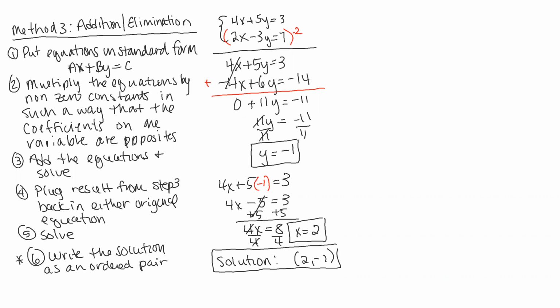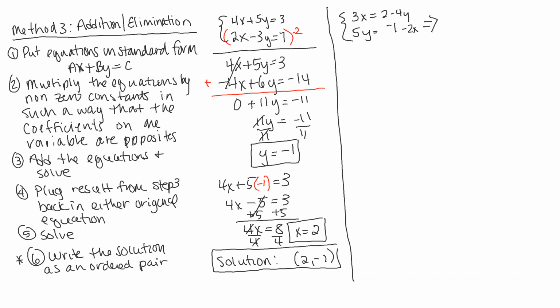But let's go ahead and look at another example where we solve using the addition or the elimination method. So first things first, let's get a new example. I have 3x equals 2 minus 4y, and then I have 5y equals -1 minus 2x. Now, if we go back to the steps here, step 1 of the method for addition or elimination is put the equations in standard form. Equations are in standard form when you have the x term plus or minus the y term equaling the constant.